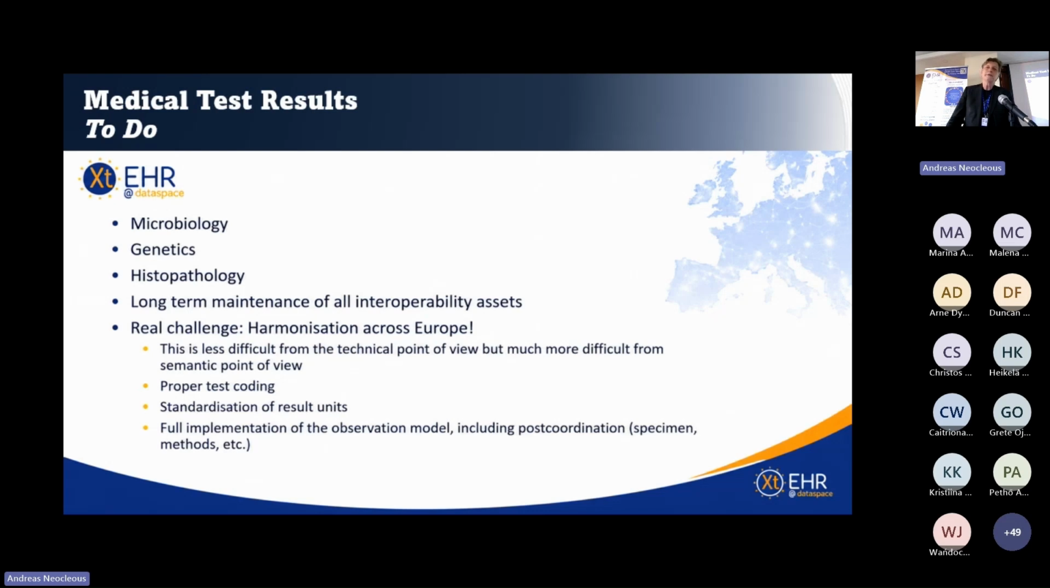Full implementation of the observation model. The observation model is, of course, another very difficult part. It is quite rich, because it should cover many possible aspects of the observations. But those elements are there not because I like them, but because they are necessary for proper interpretation and for comparison of result values. At this moment, how many information systems are able to share information about certified reference material in the laboratory? Just a few, if any. But we know that we need it. That's why we put it there.